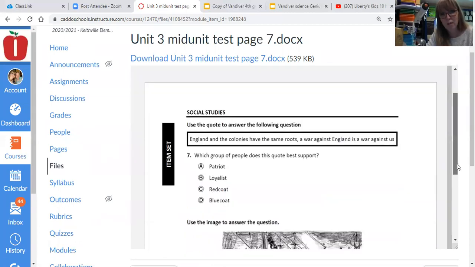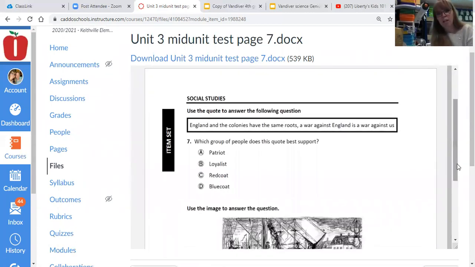Use the quote to answer the following question. England and the colonies had the same roots. A war against England is a war against us. Which group of people does this quote best support? A, patriots, B, loyalists, C, redcoats, D, bluecoats. I like my blue coat, I must say.